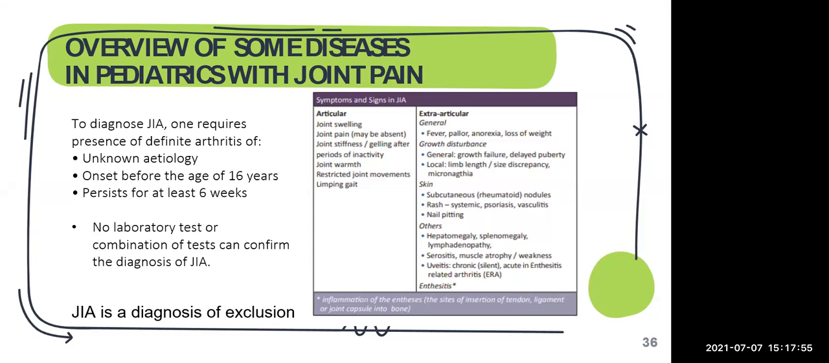Okay, so for the symptoms and signs of JIA, as you can see in the box, there is articular and extra-articular involvement. For the articular, it is mainly all the arthritis symptoms: swelling, pain, joint stiffness, joint warmth, restricted joint movement, and limping gait. For extra-articular, it involves all the other systems. You can read this later. Next.